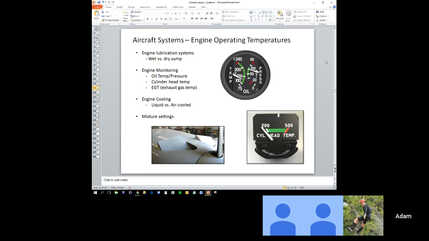With regard to the oil system, from a pilot's perspective, what do we want to pay attention to? Oil pressure and oil temperature. Those are two key indicators of engine operating temperature.